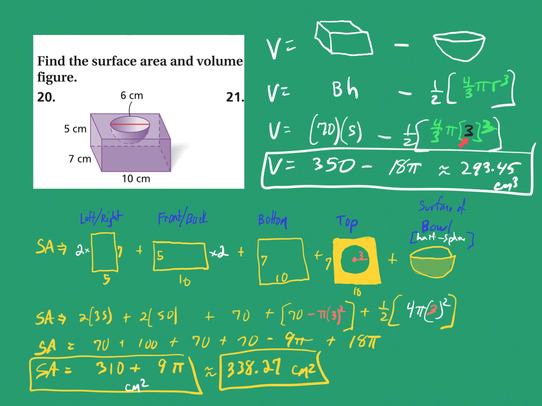So 4/3 pi times 3 cubed. 3 cubed is 3 times 3 is 9. 9 times 3 is 27. 27 over 3 is 9. 9 times 4 is 36. Half of 36 is 18, so 18 pi. The exact answer, 350 minus 18 pi cubic centimeters, is the volume. As a decimal, it's approximately 293.45.